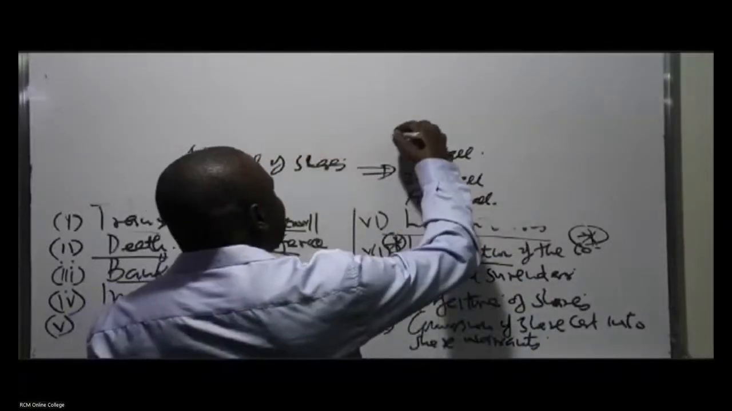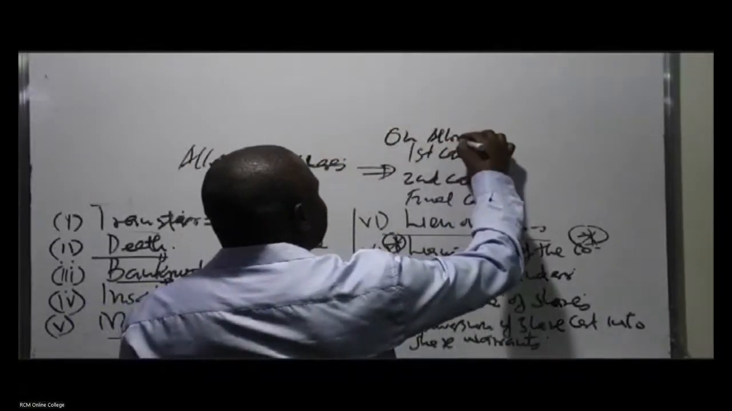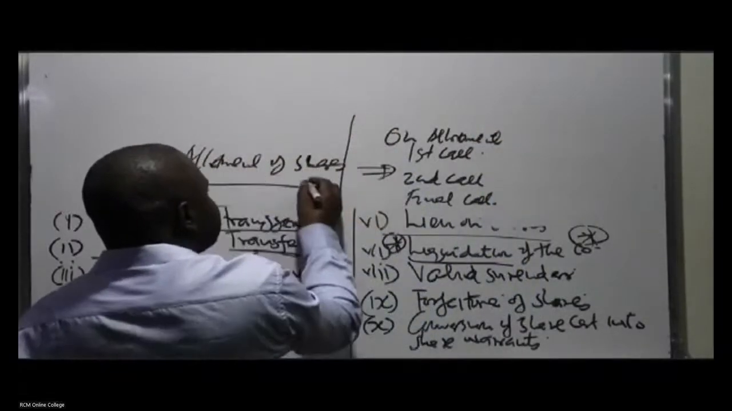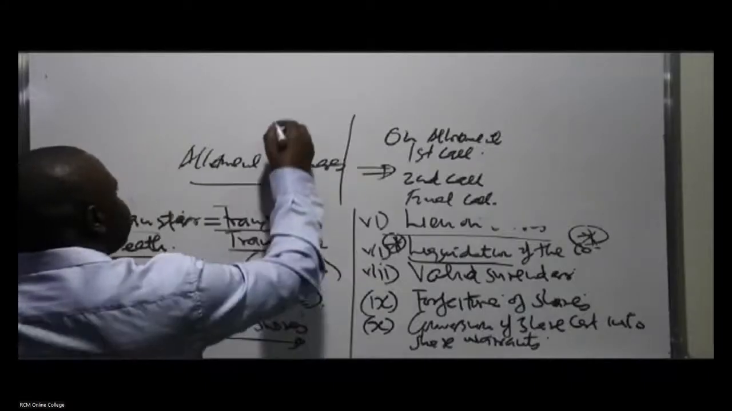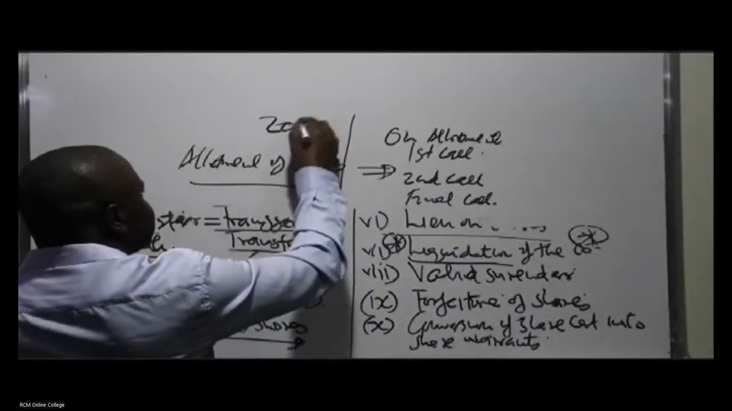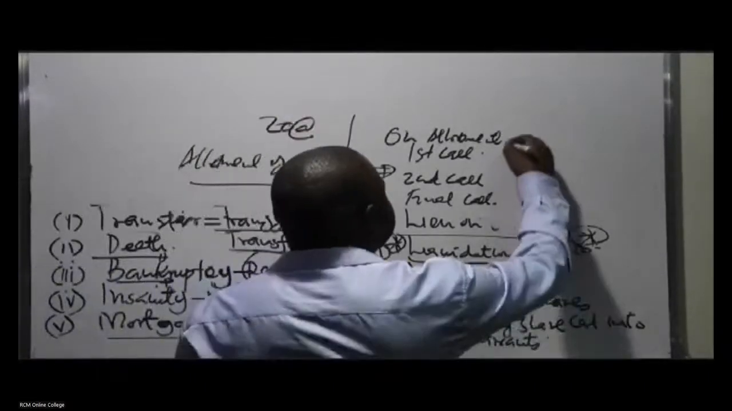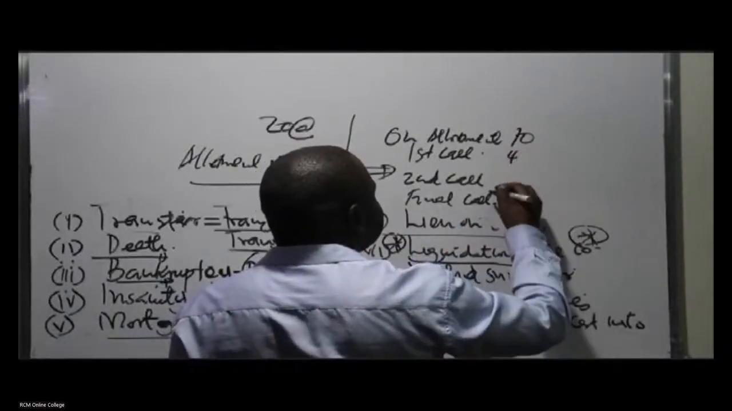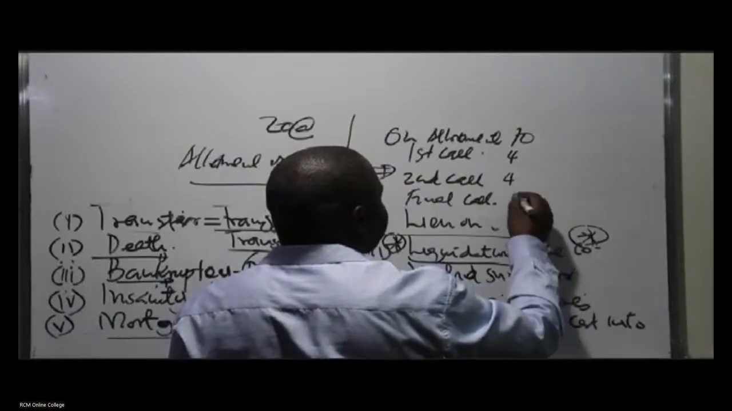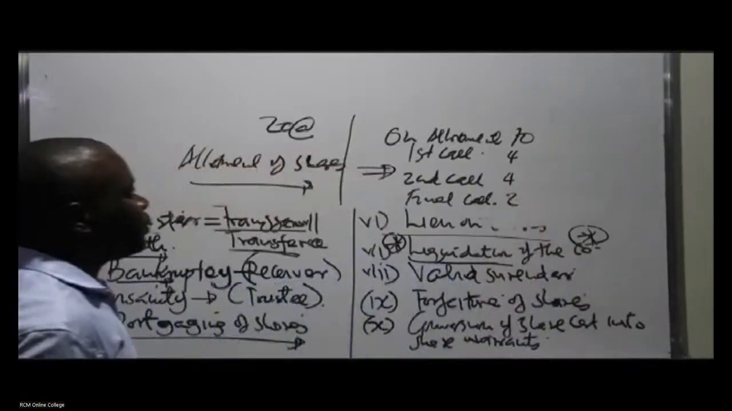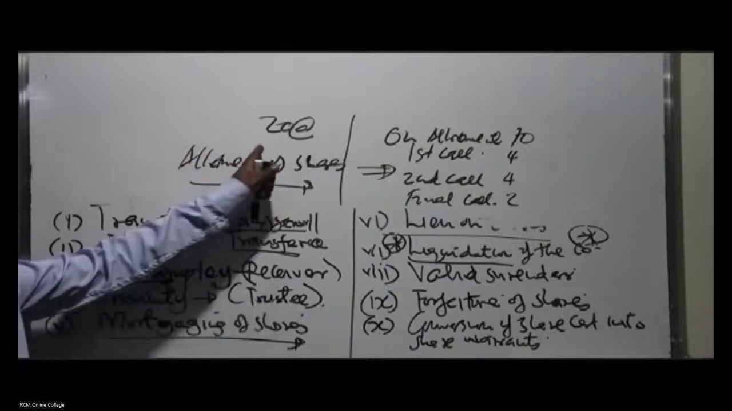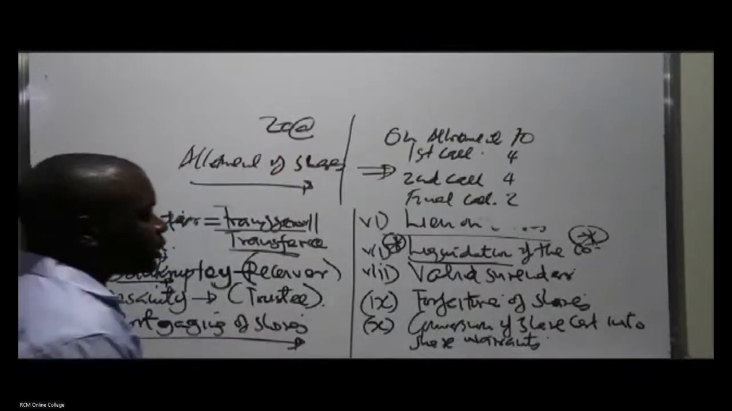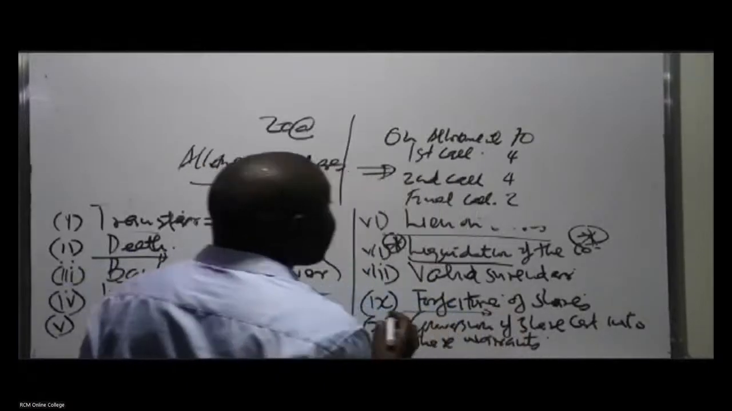Then maybe you'll be told on allotment. Maybe the face value of the shares being issued is 20 shillings each per share. Then you are told on allotment they paid 10. On first call they paid maybe 4 shillings. On second call 4 shillings. On final call 2 shillings. So that eventually they can fully pay what? The full face value.